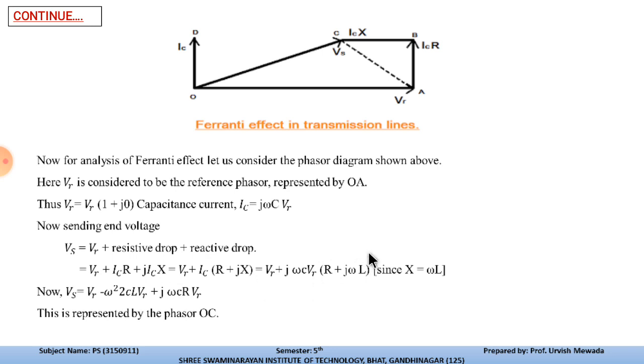Now if we further solve this, the equation becomes Vs equal to VR minus the losses, omega square 2 CL VR, plus j omega C R VR. So this is the sending end voltage, which is represented by OC, and this is the magnitude of Vs: VR minus omega square 2 CL VR plus j omega C R VR.